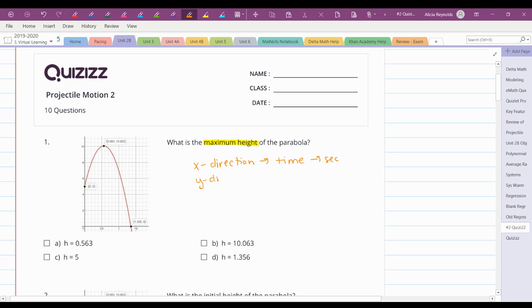And the y direction models height, usually in feet. Therefore, the maximum height is the highest y value, and the highest y value is going to be the y value of my vertex, which makes this answer B.